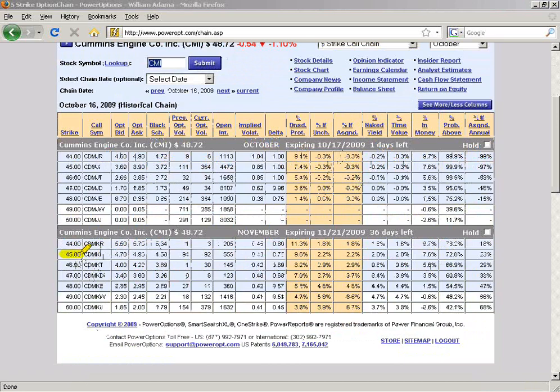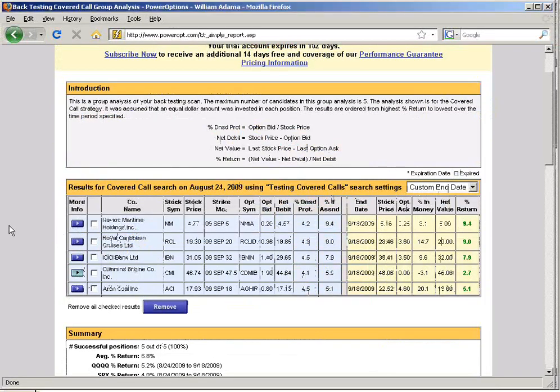If you rolled to the 45 there, based on those new premiums that you had collected, we would have kept about $3.95 there for the option premium total for both transactions, and you would have been assigned, and then you can calculate what the return would have been if you had rolled the position. Okay, so that's just how some of the historical option chain can help you as well. And we're going to take a little bit look at that later on too.